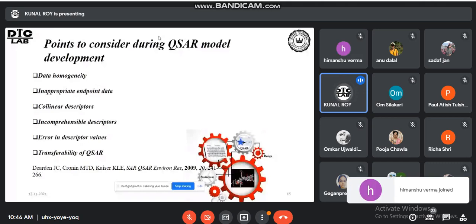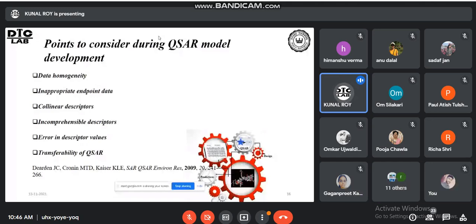We should avoid using incomprehensible descriptors. Descriptors without physicochemical meaning should be avoided. Also, watch for errors in descriptor values. Sometimes errors may occur during descriptor calculation using some software. Some software is unable to handle some specific molecular features or some elements like iodine or some metal, etc. In those cases, wrong descriptor values can be calculated. So those should be taken care of.